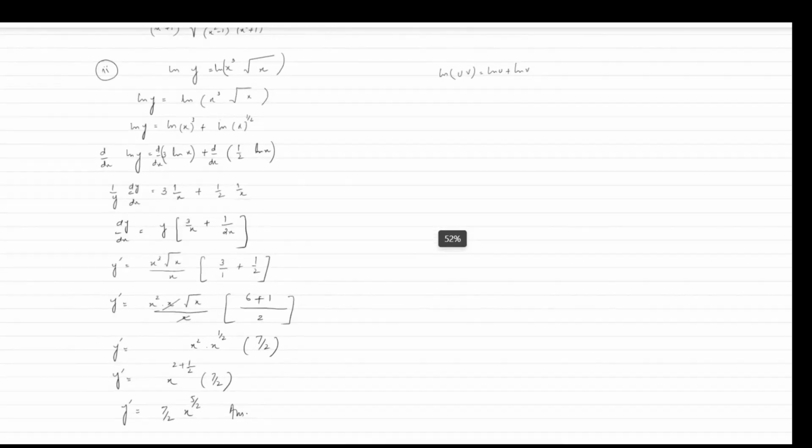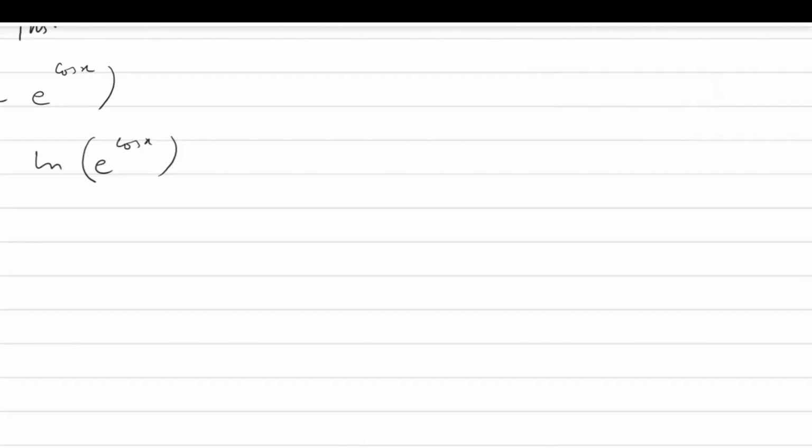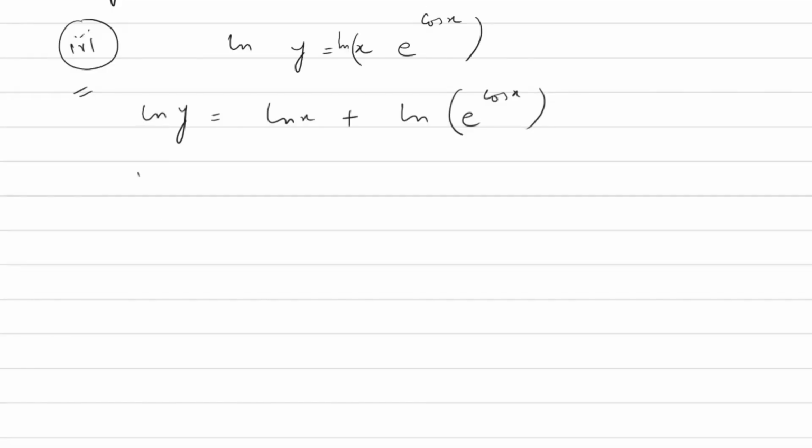Now the third part says y is equal to x e raised to the power cos of x. Taking ln on both sides of the equation, ln y is equal to ln x plus, multiplied will be converted into plus ln e raised to the power cos of x. We know that ln e is equal to 1. So here ln e is equal to 1, so we are having just cos of x.